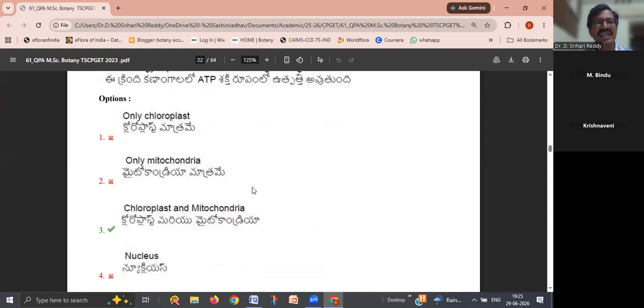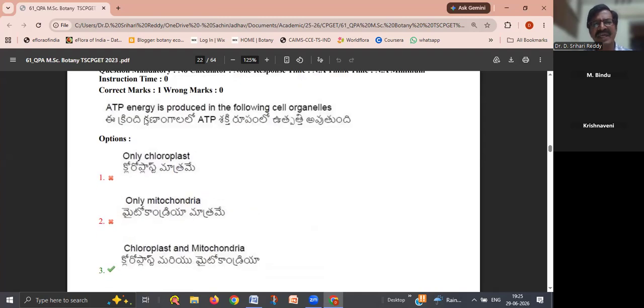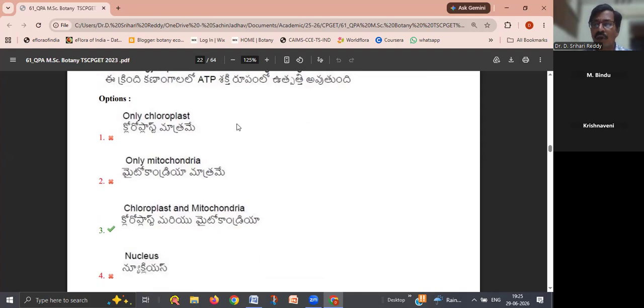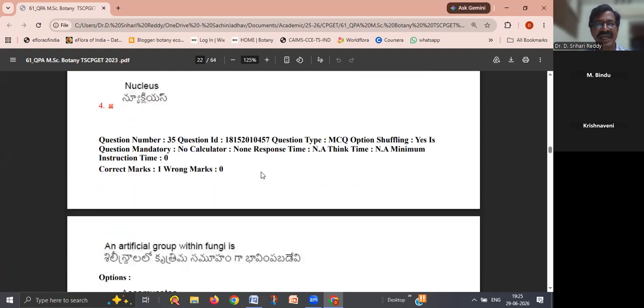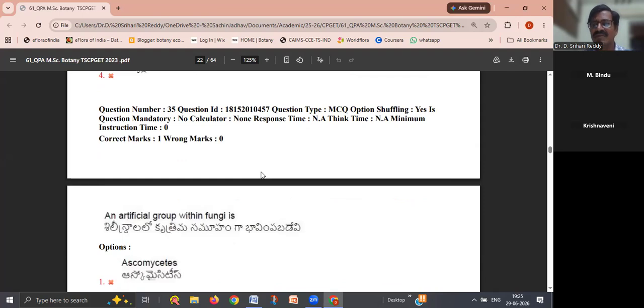So they asked, ATP energy is produced in the following cell organelles. Only chloroplast, it is wrong. Photophosphorylation occurs, but only mitochondria, it is also wrong. Oxidative phosphorylation occurs. The right answer is chloroplast and mitochondria. In the chloroplast, there is photophosphorylation. In the mitochondria, there is oxidative phosphorylation. That is the right answer. During this phosphorylation, ATP is synthesized.